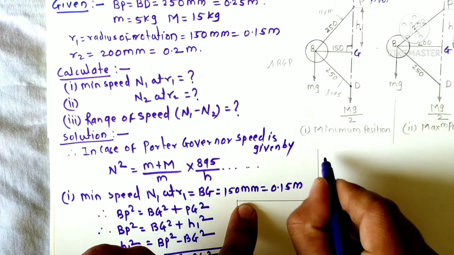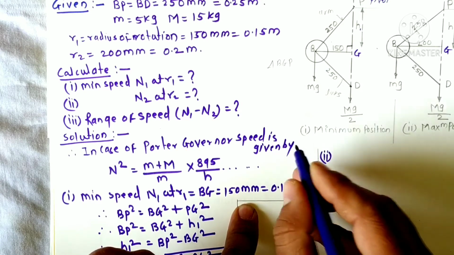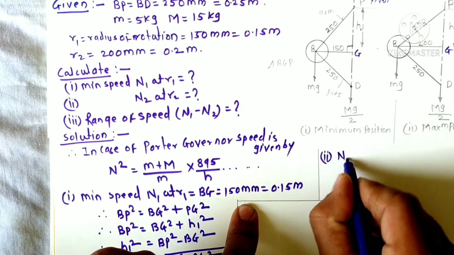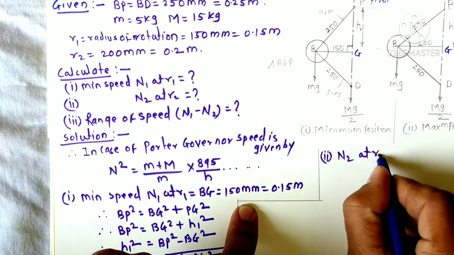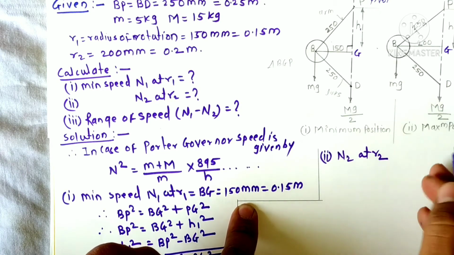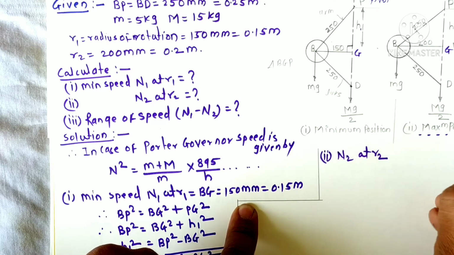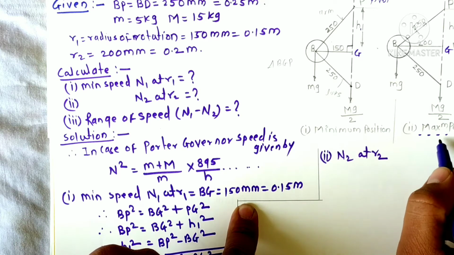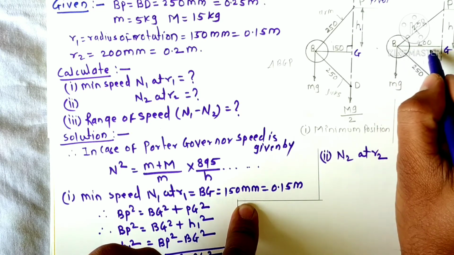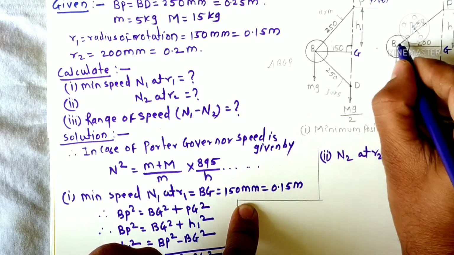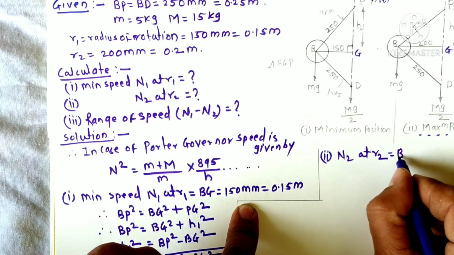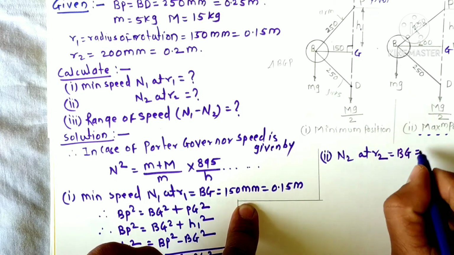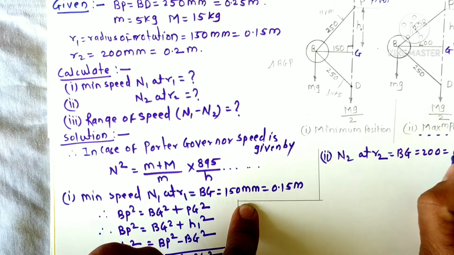Now the second case. What is the second case? We have to calculate N2 at R2. For R2, we have to consider the condition of maximum speed. How much is the R2? R2 is nothing but the BG. For the maximum position, BG will be 200 mm. It is nothing but 0.2 meter.